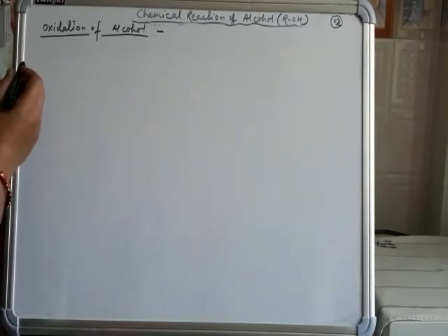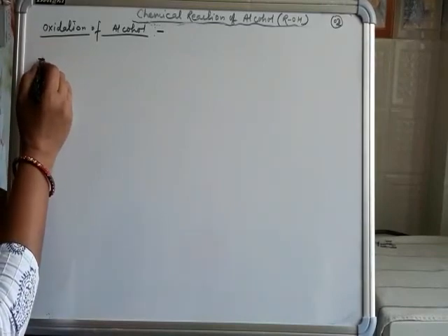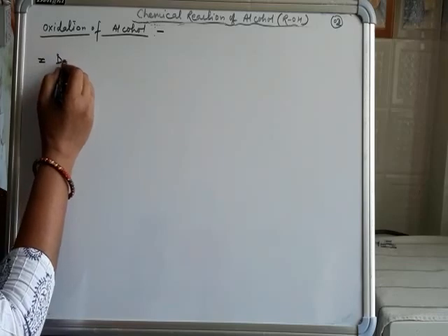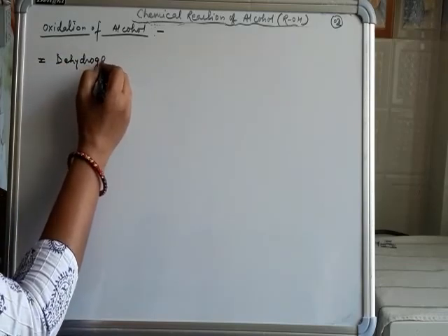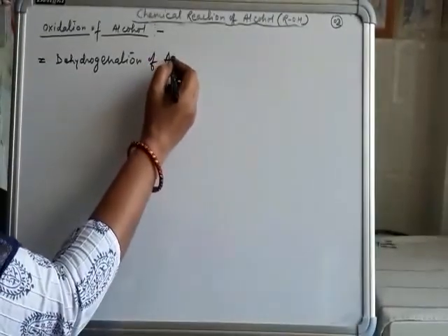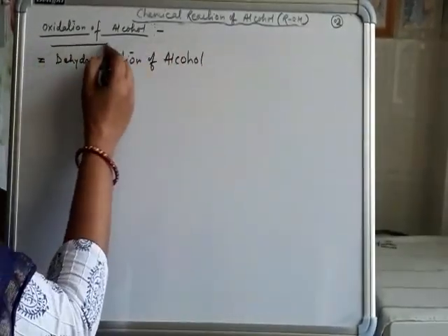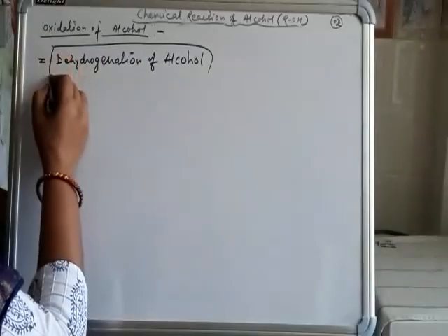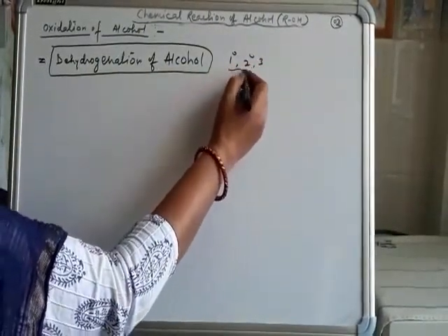Now, the last oxidation reaction is dehydrogenation of alcohol. Dehydrogenation means removal of hydrogen. 1 degree, 2 degree and 3 degree. Action of heated copper.